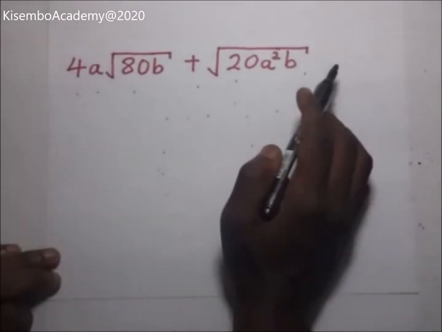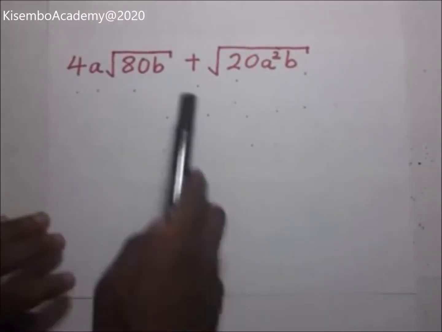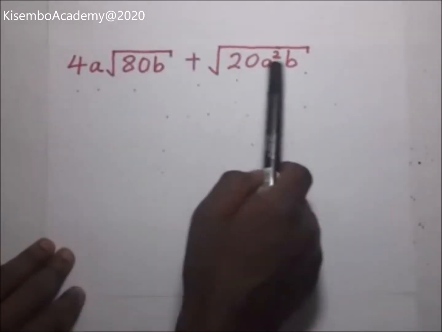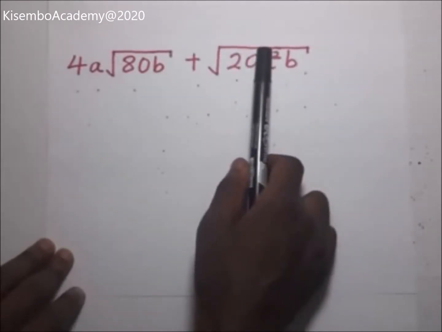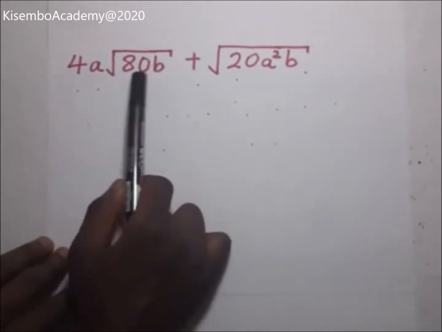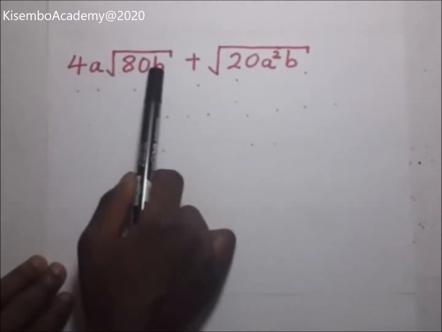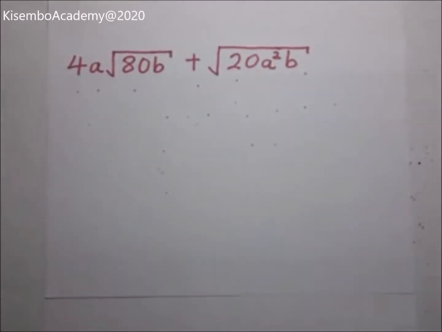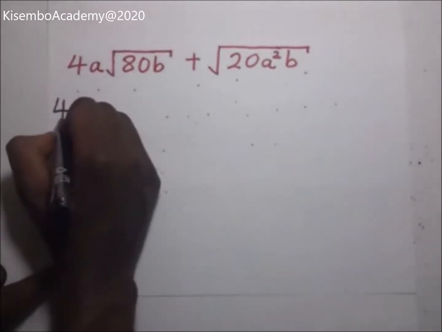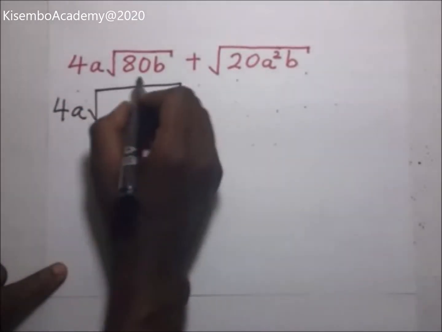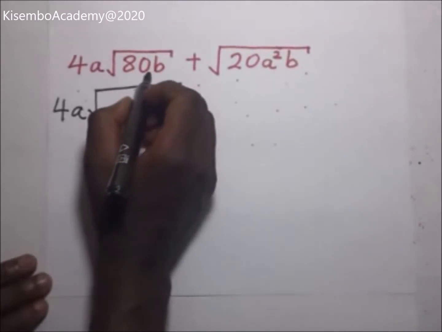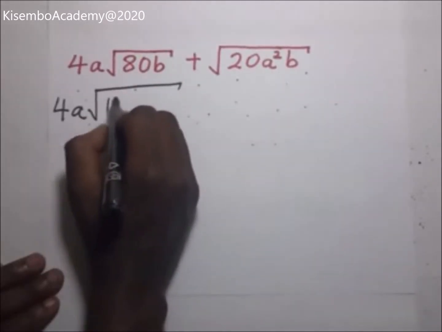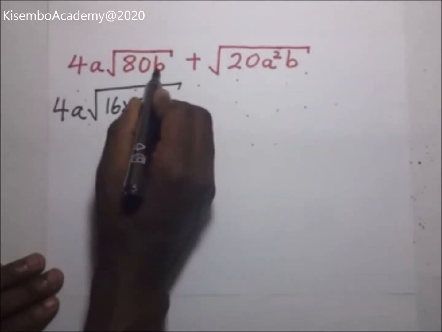So for this one as well, to simplify this surd, our first step is again to make sure that the surds we are dealing with are in their simplest form. If you look at this, 80b can be simplified further. Likewise, 20a squared b can also be simplified further. So that's what we begin with. This is going to become 4a into, now 80b is the same as 16 times 5, then times b.